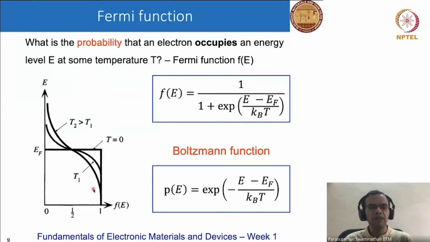So we primarily have a step function at 0 Kelvin, but as we increase temperature, electrons that are close to the Fermi level start to acquire energy and go above EF, and we no longer have a step function distribution. If E is much larger than EF, this term tends to dominate over 1, and I can approximate the Fermi function by a Boltzmann function, which is nothing but exponential minus of E minus EF by KT. This approximation will be useful in doing calculations.